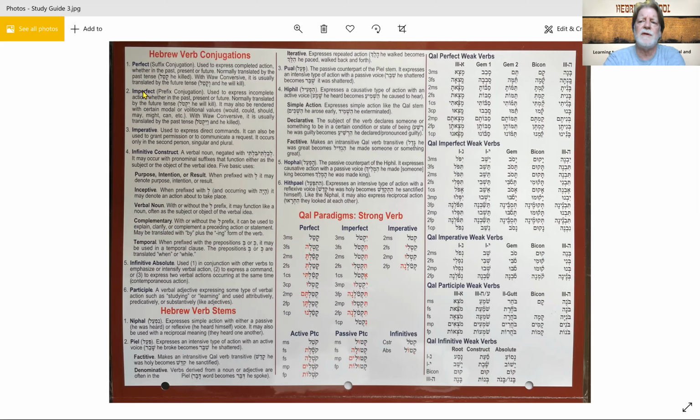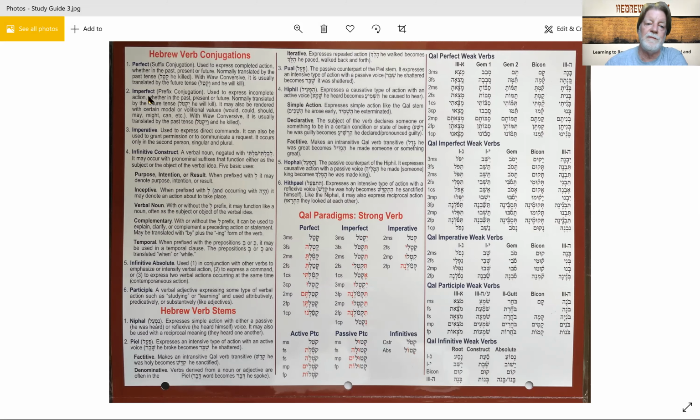But I emphasized last time that the best way to determine the tense of the verb, past, present, or future, is from the context, because one of the things that I'll point out to you today will show you why it's really difficult to determine tense, and even whether or not it's a completed action or an ongoing action, just based on the form of the word.